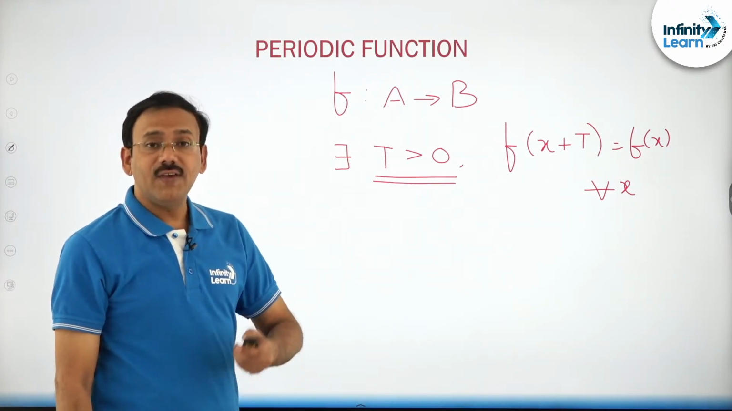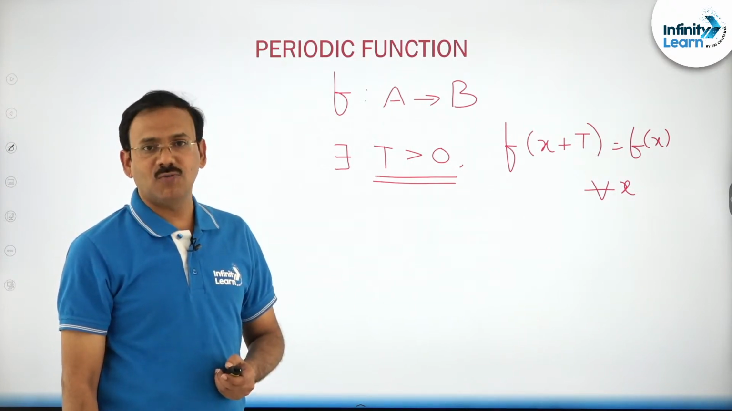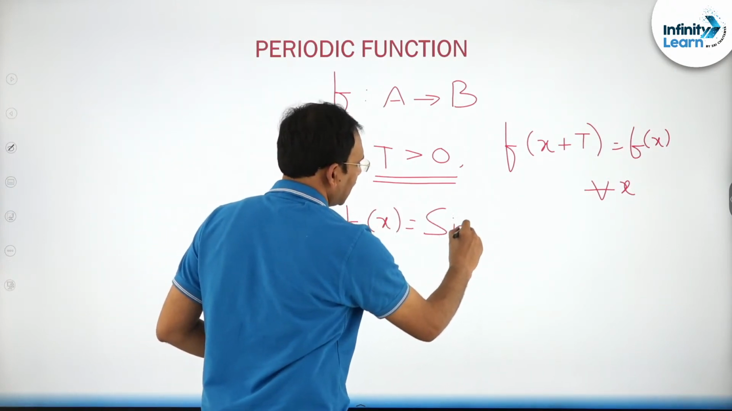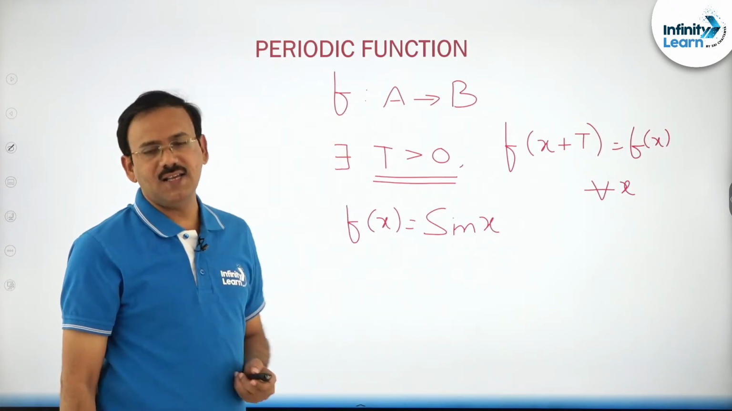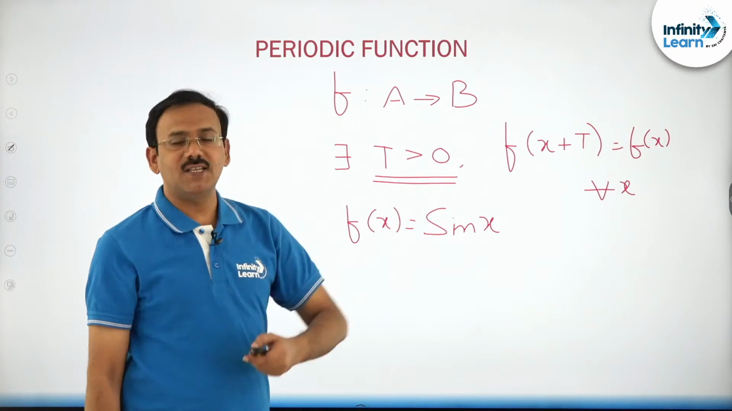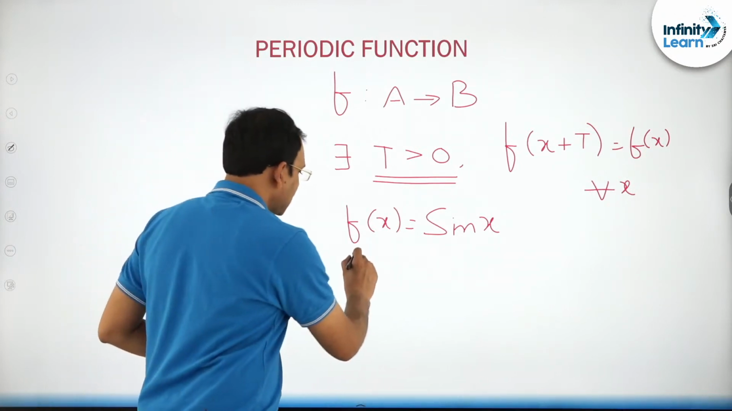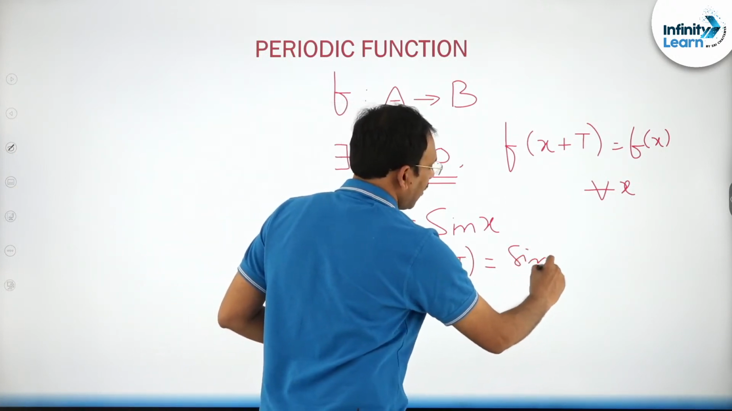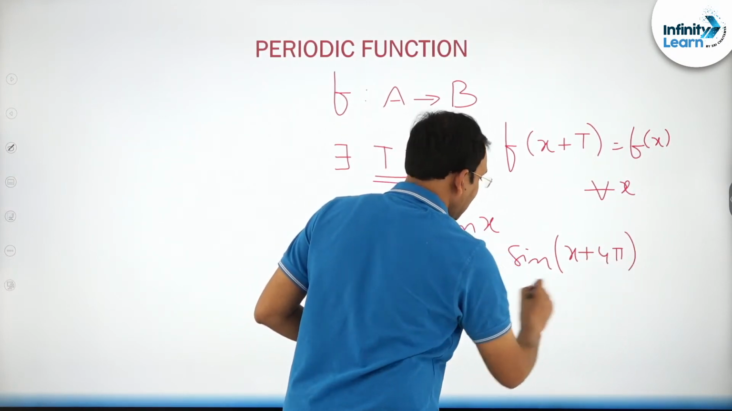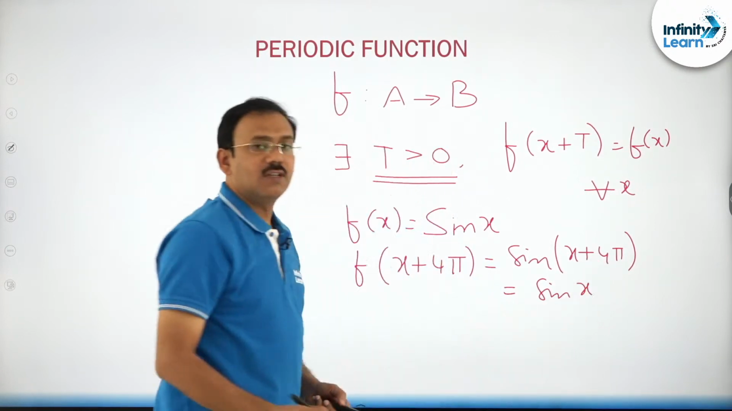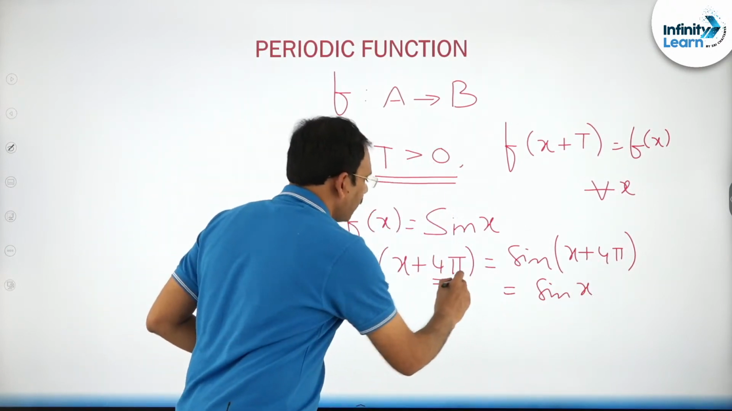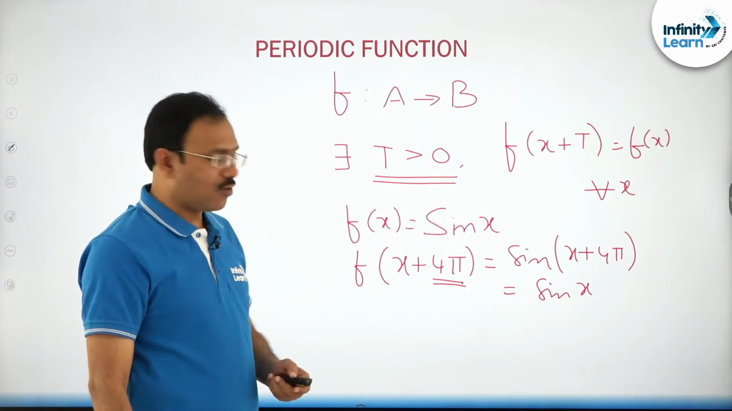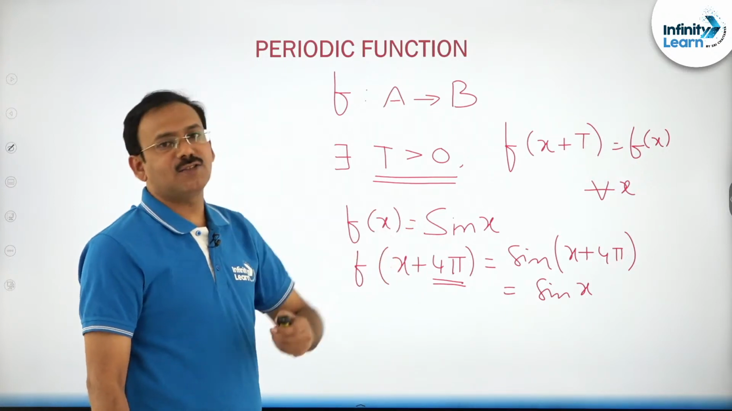We can observe many periodic functions in trigonometry. Just take f of x is sin x. Can you say some positive t such that f of x plus t is equal to f of x? Why not? Take sin of x plus 4 pi, which is sin x itself always. Since there exists a positive number t here in the form of 4 pi, this is a periodic function. And of course, even sin of x plus 2 pi is also sin x itself.